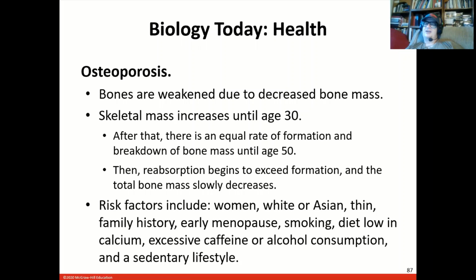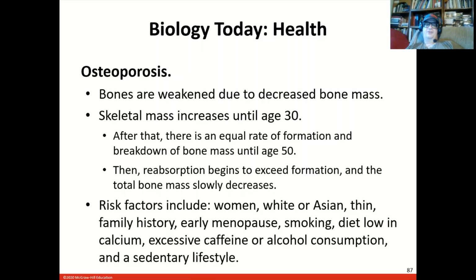Your bone mass is going to increase up until about age 30, and from 30 to 50, the adding to the bone and taking away from the bone is going to be about the same. After age 50, you tend to reabsorb bone faster than you're forming it. The amount of bone that you have goes down.